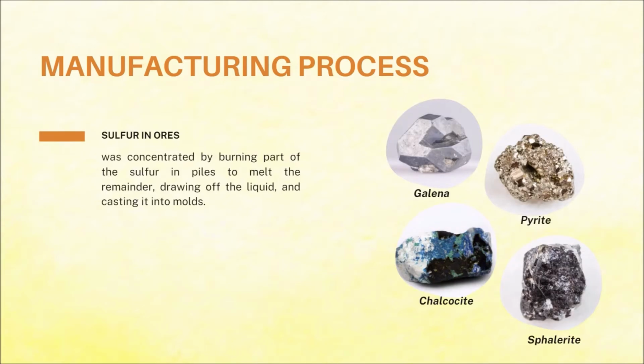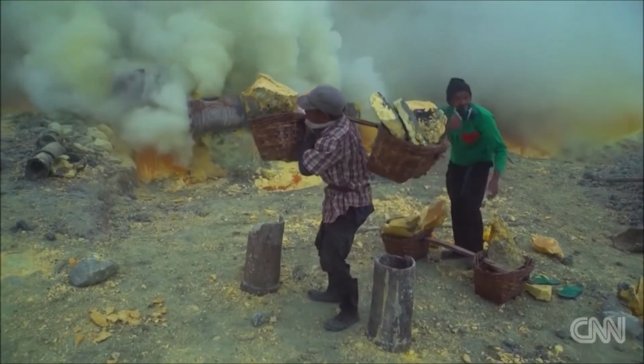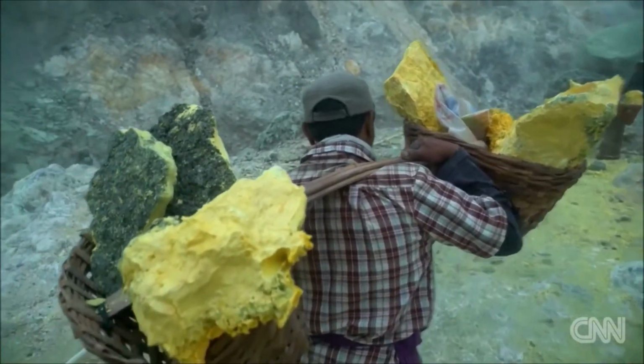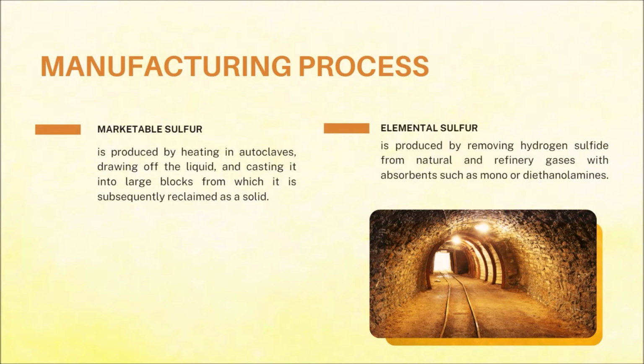Before the development of the Frasch process, elemental sulfur ores were mined manually. The sulfur in ores was concentrated by burning part of the sulfur in piles to melt the remainder, drawing off the liquid and casting it into molds. Ores from volcanic and similar deposits can be roasted to make sulfur dioxide gas, which is used to produce sulfuric acid and for other purposes. Marketable sulfur is produced by heating in autoclaves, drawing off the liquid, and casting it into large blocks from which it is subsequently reclaimed as a solid.